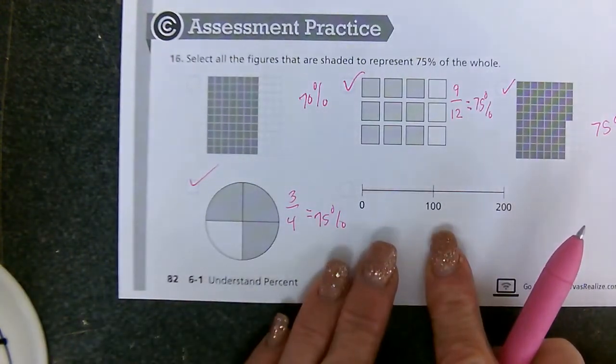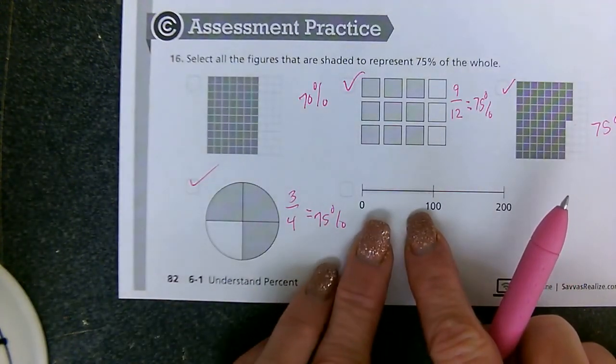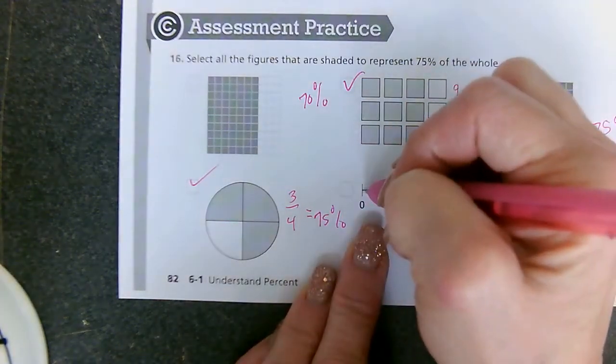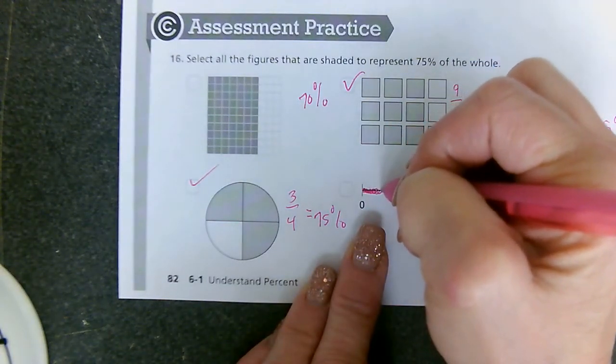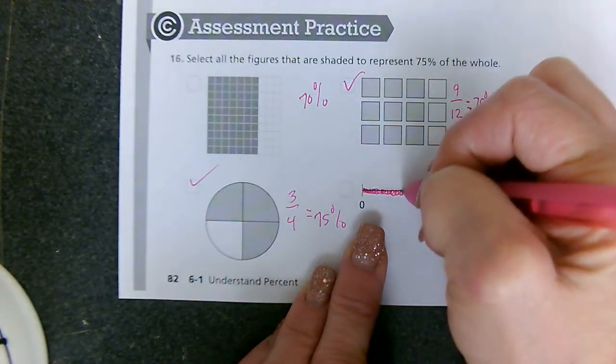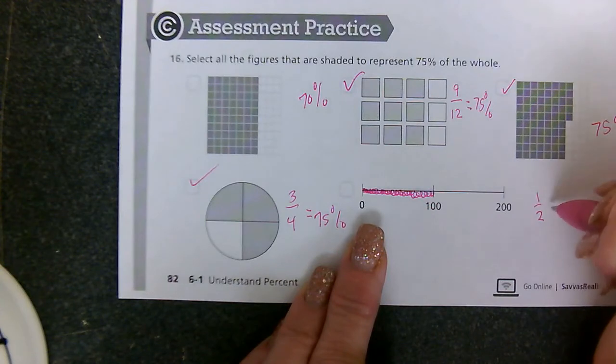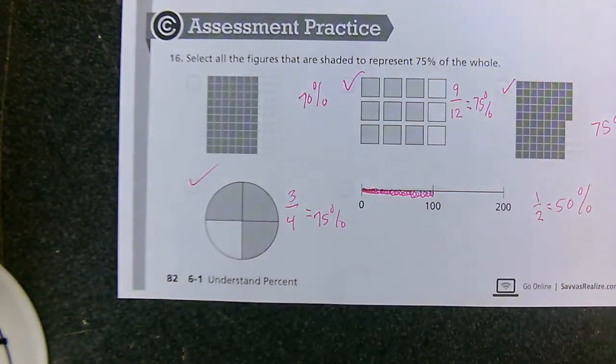Now, look at this one. We have 0 through 100 here through 200. And it's hard to see it, but this whole area right here is shaded. If we think about that, that is half of the whole. Well, half is 1 divide 2. To get the percent, 1 divide 2 times 100 equals 50%, and so that one is not one of the answers.